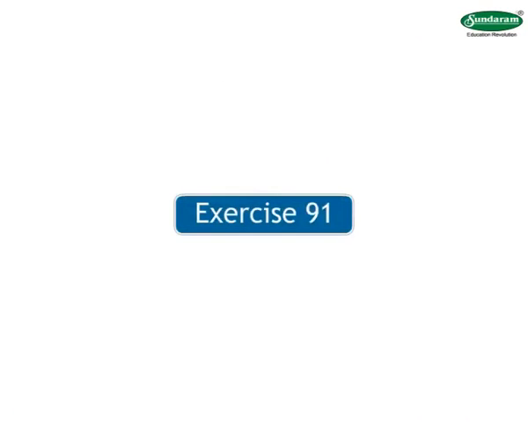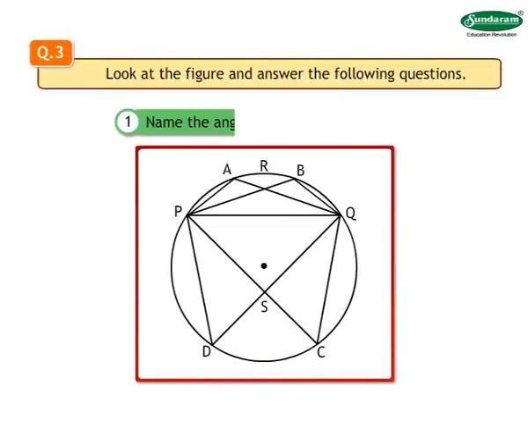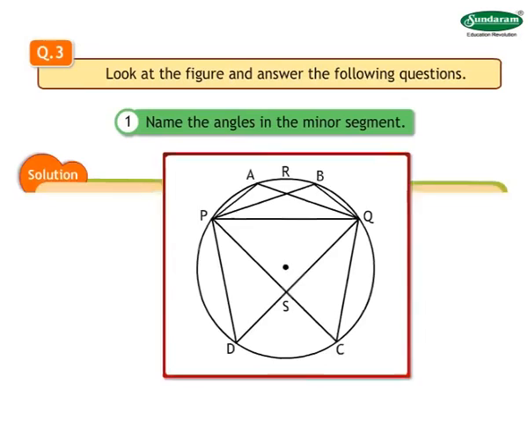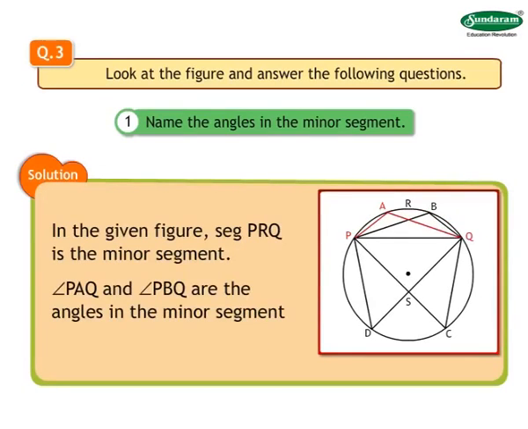Let us solve one more sum from exercise 91. Question 3. Look at the figure and answer the following questions. 1. Name the angles in the minor segment. Solution. In the given figure, segment PRQ is the minor segment. Angle PAQ and angle PBQ are the angles in the minor segment.